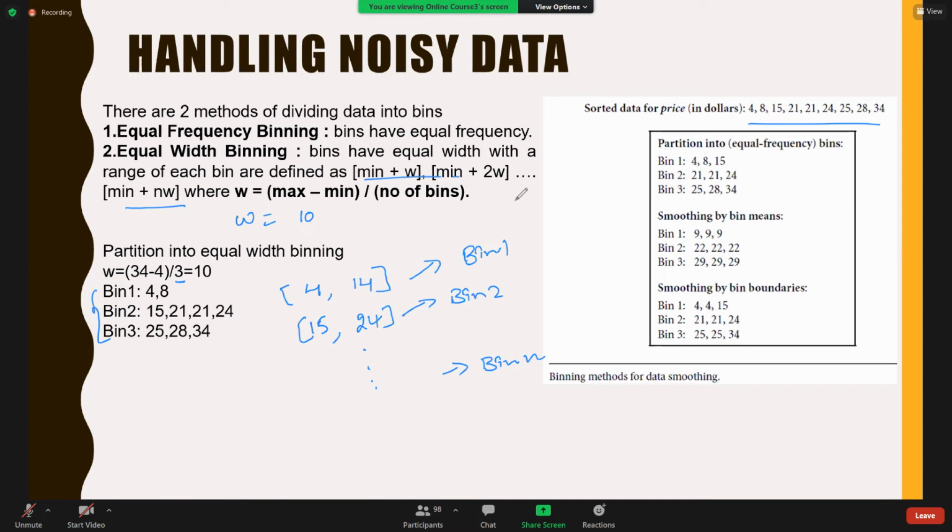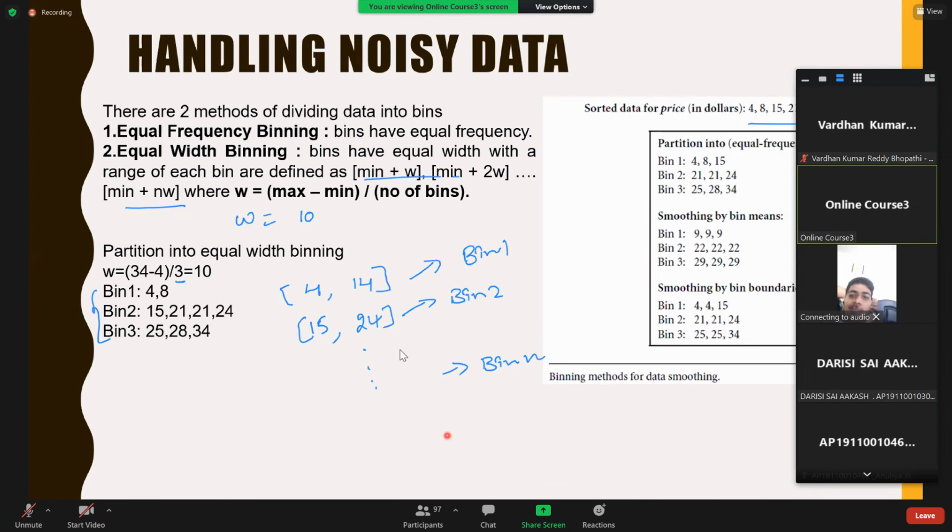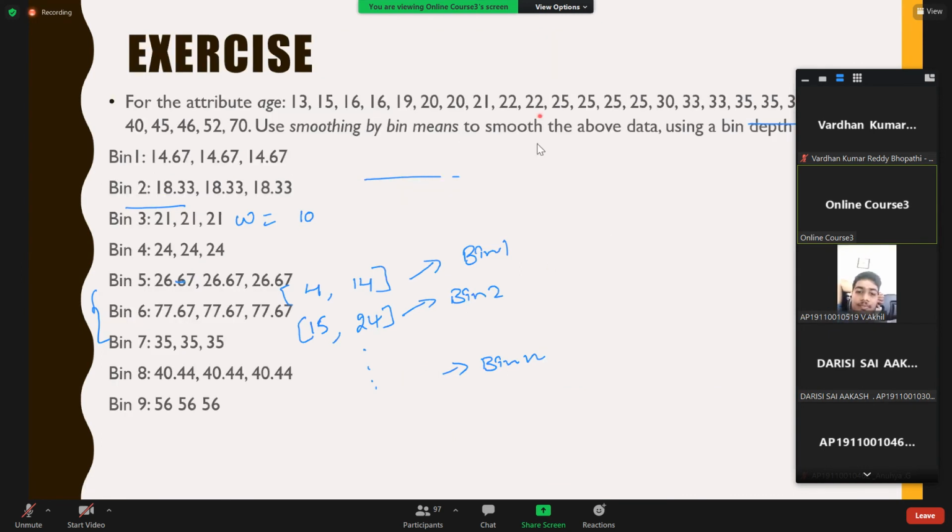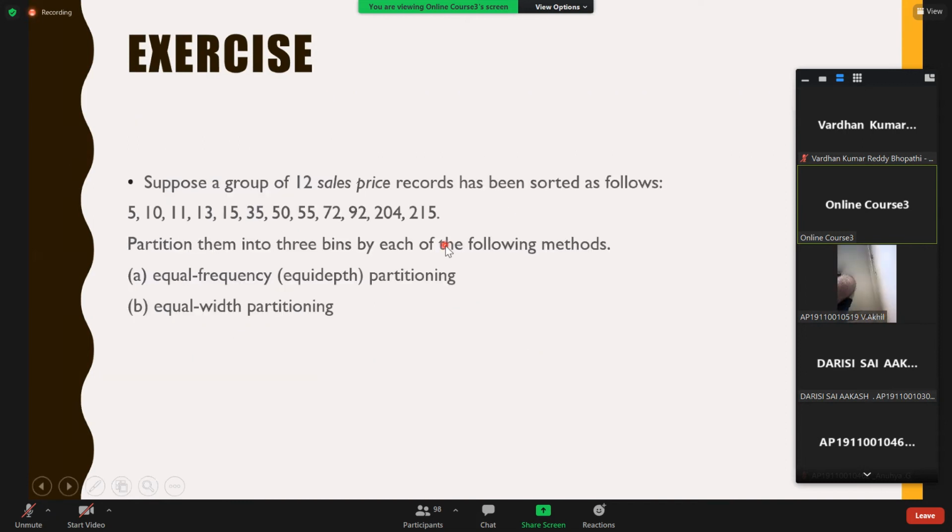Based on the question given to you, whether it asks you to solve the problem using equal frequency or equal width, you have to read that, and then according to that, you have to solve the problem. So this is an exercise. You can do it.